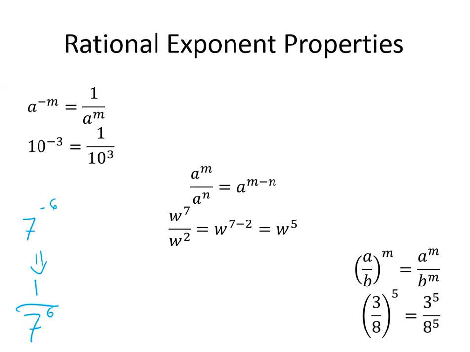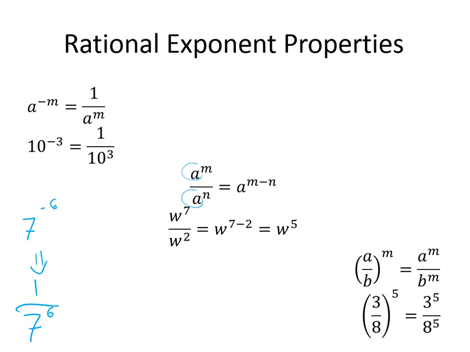Now if you're dividing two things with the same base, remember they have to have the same base. This is the same with the multiplying. They have to have the same base. If you're dividing them, all you have to do is subtract the exponents. So w to the 7 over w squared would just be w to the 7 minus 2, which is w to the 5.